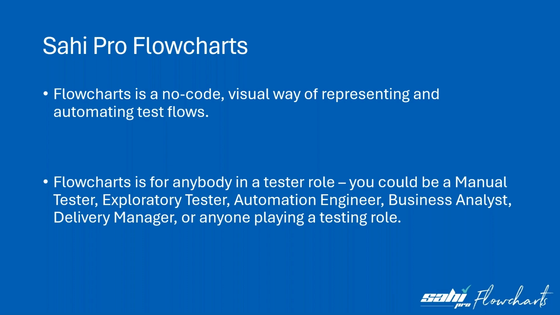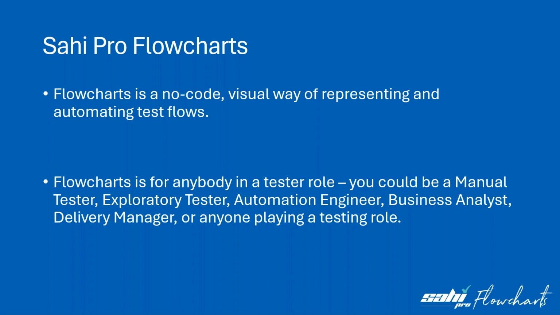Over and above all that, we have the Sahi Pro flowcharts thing. The flowcharts is a no-code way of doing test automation. It's a visual way of representing and automating test flows. What we had been seeing was Sahi Pro could make a lot of non-technical, non-programmer testers start doing automation. But when there were tricky areas, people did have to get into code a little bit. We were seeing whether we can get rid of that and get business testers, exploratory testers, manual testers, etc., into the fold of automation.